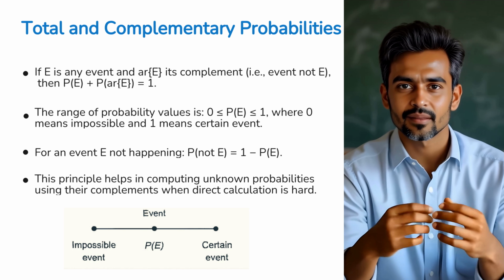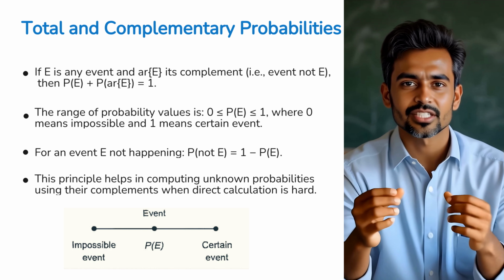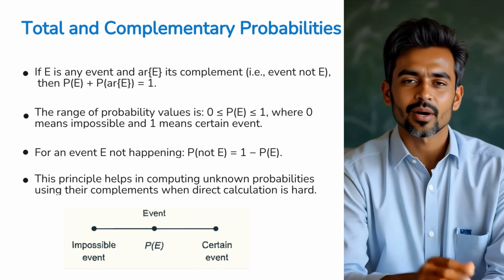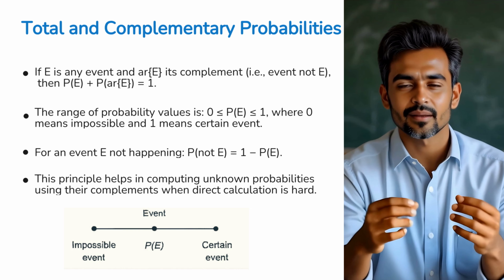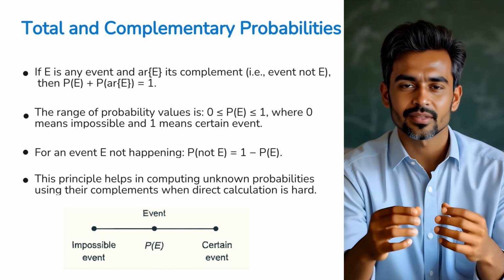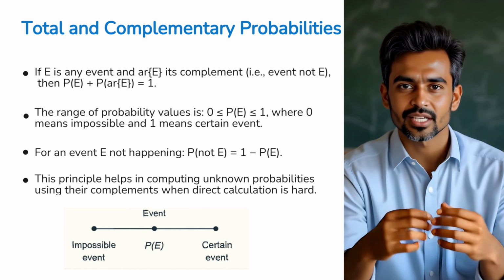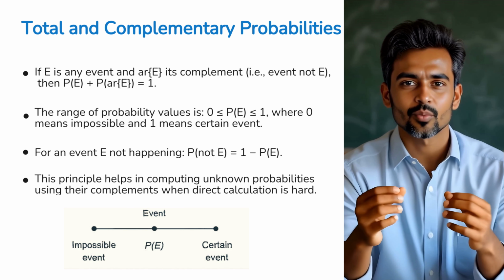Also remember, the value of any probability lies between 0 and 1. 0 means impossible event and 1 means a certain event. Think about it this way. If the probability of rain today is P of rain, then the probability of no rain is 1 minus P of rain. This complement idea is very useful when direct calculation is tricky. Just find the probability of the complement and subtract from 1.